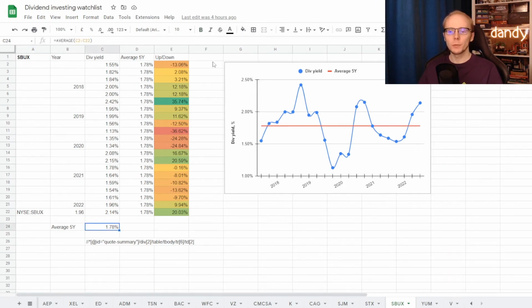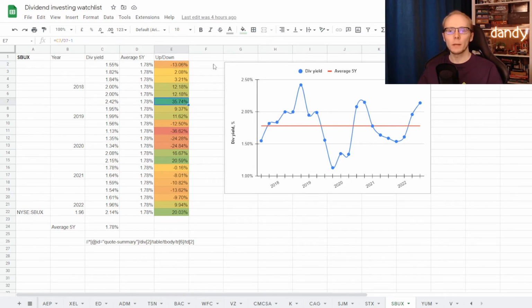Out of these numbers, we get that on average, in 5 years, the dividend yield was at 1.78%. So the average is just a bit lower than McDonald's. But how does it compare to itself? In 2017, where the yield was at 1.55%, that was 13.06% under average.